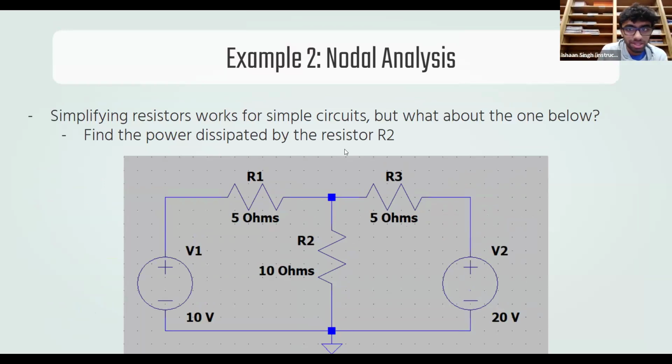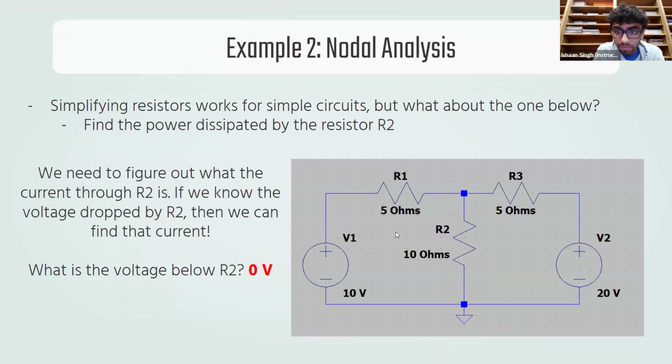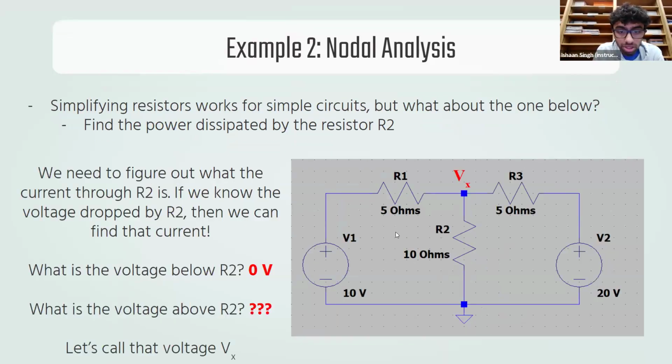So what were the steps that we did? I'll just run through the steps one more time. First, we need to figure out what the current through R2 is. And so to do that, we look at the voltage above and below R2. But the problem is, we don't know what the voltage above R2 is right now. So we assign a variable to that voltage, and now we're going to go through and do some thinking and figure out how we can write an expression to solve for that voltage.